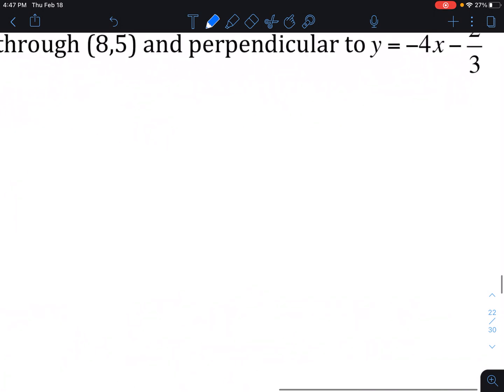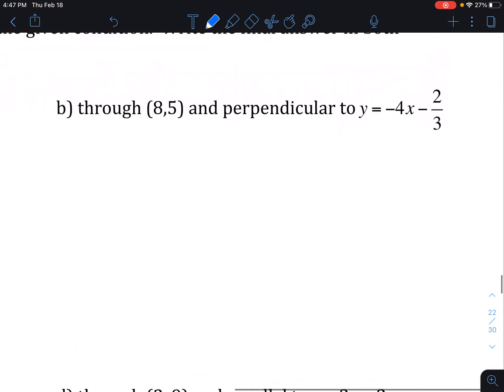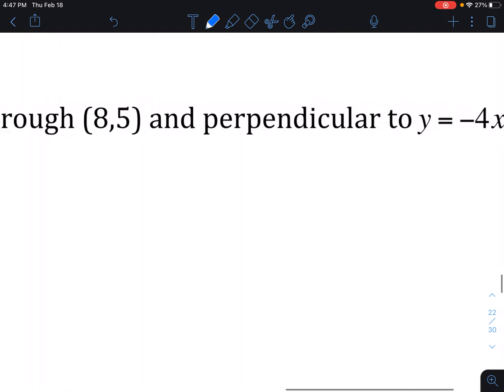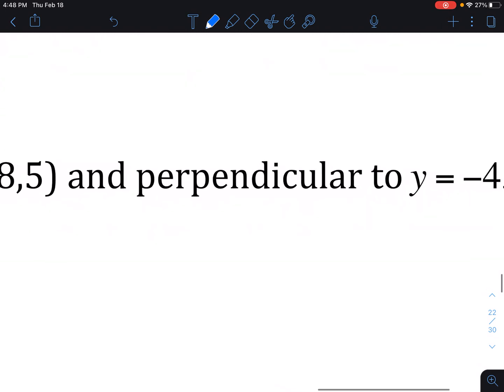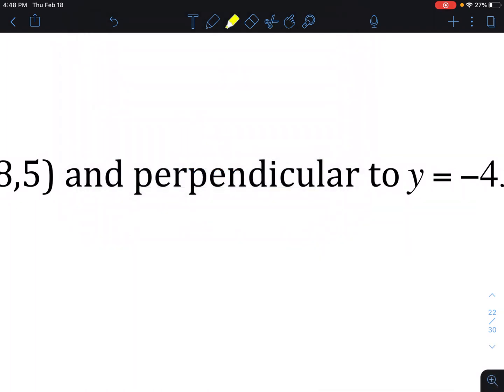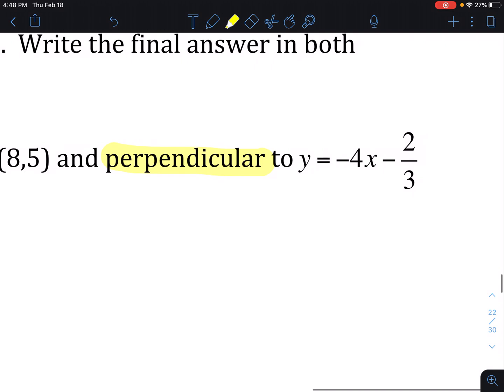Okay, let's do another one. So this one, we're going through the point (0, 85), and this one is perpendicular to this equation. So what is the slope in this equation written here?